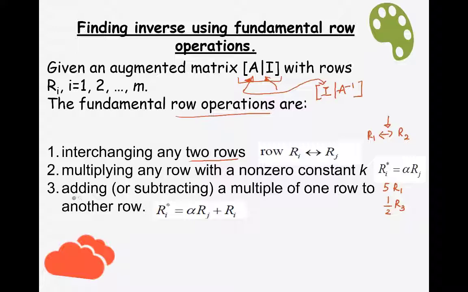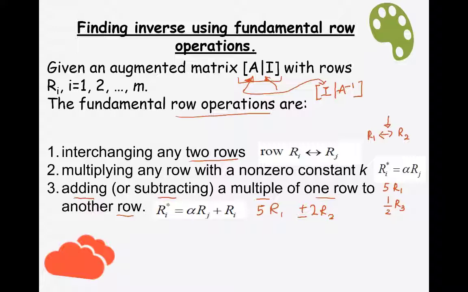Now, number 3, we are allowed to add or subtract a multiple of one row to another row. When we want to add or subtract, we do the operation with a row and another row. For example, we are allowed to add or subtract row 1 with row 2. What is the meaning of multiple? For example, maybe we have 5R1 plus or minus 2R2.